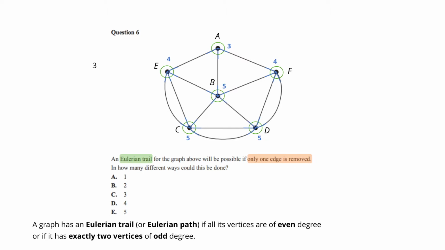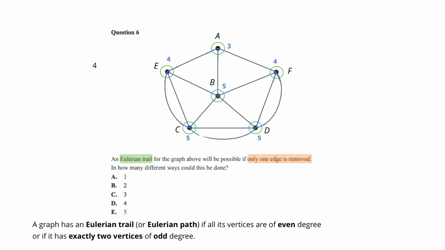Now let's remove the edge CD, the straight one. This makes vertex C of degree 4 and vertex D of degree 4 as well. The only vertices of odd degree are A and B. So this is the fourth way.